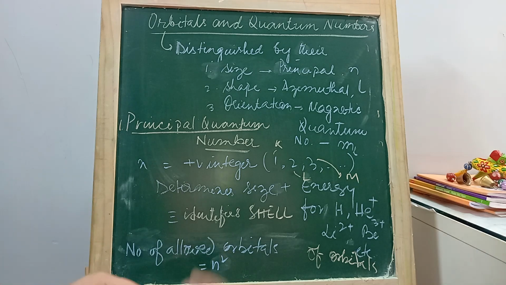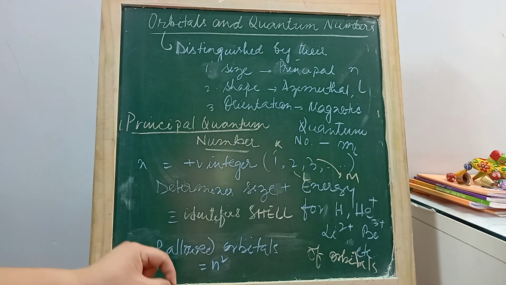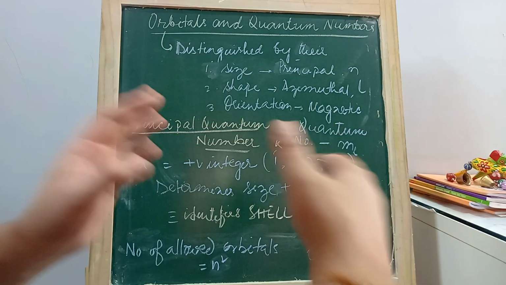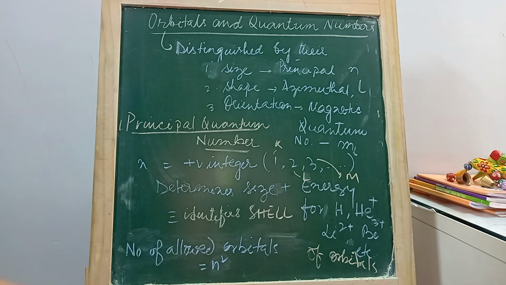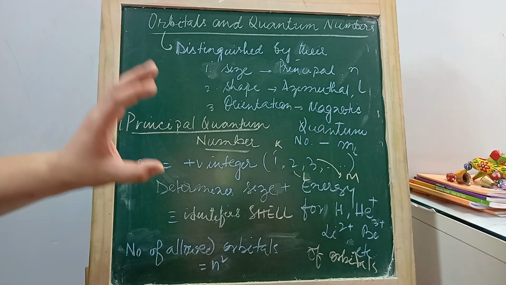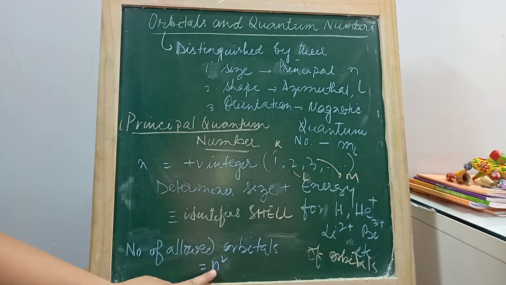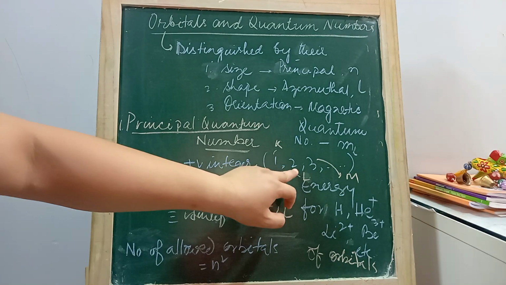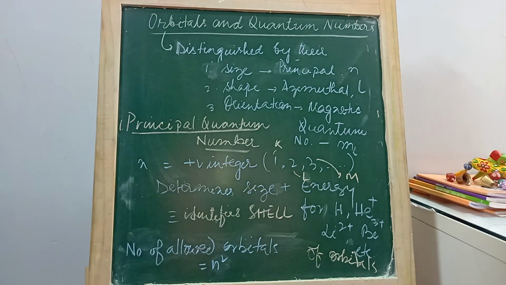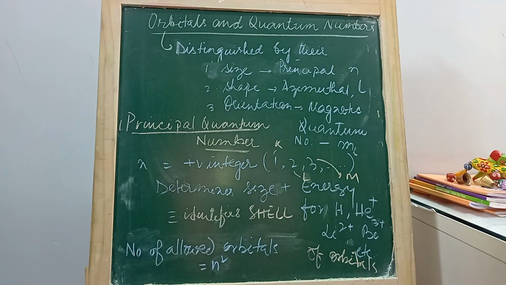There's one more thing that the principal quantum number signifies: the number of allowed orbitals. In the first shell, how many orbitals will there be? In the second shell? It's given by n squared. For the first shell, 1 squared is 1, so there will be only one orbital. For the second shell, 2 squared is 4, so there will be 4 orbitals.